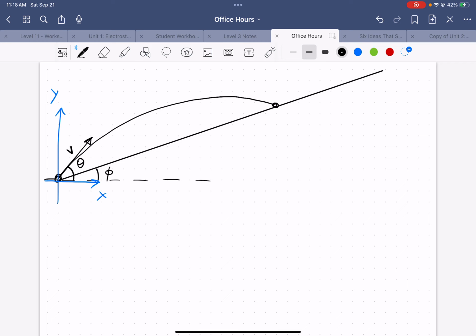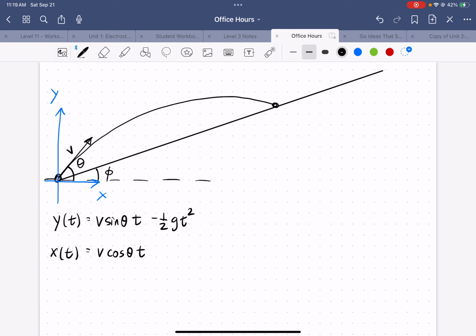So the y coordinate would be v sine of theta times t minus 1/2 gt squared. The x position will be given by v cosine theta times t. All right, so as before, we need an expression for the time at which this object lands, and I'll just run through that again for those who didn't watch the previous video.